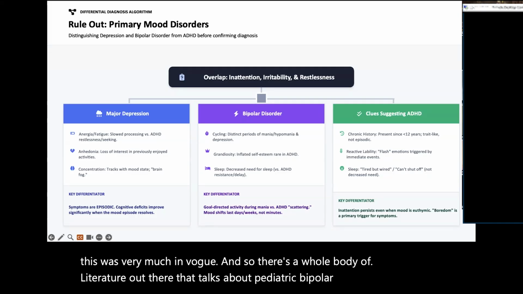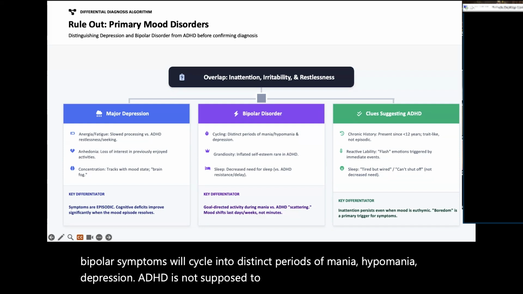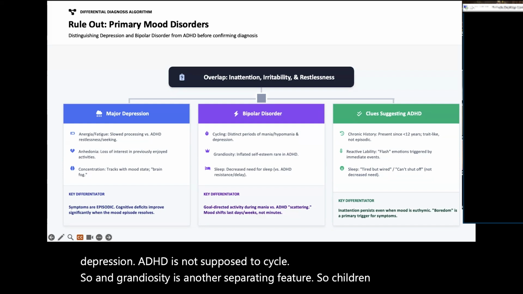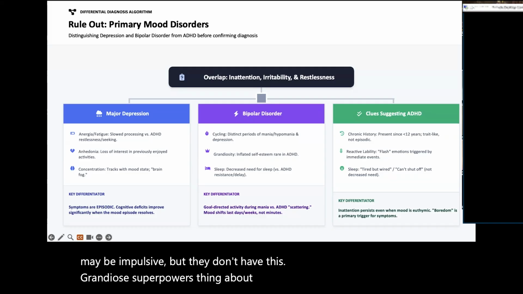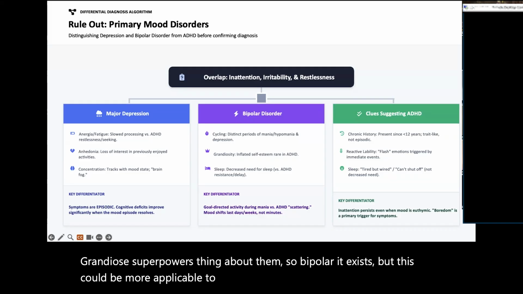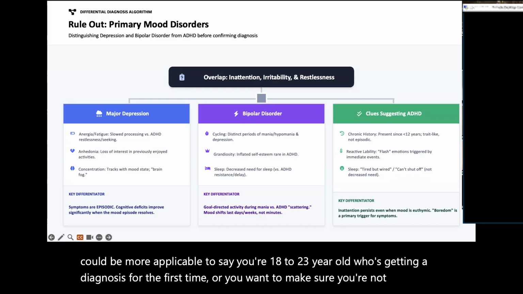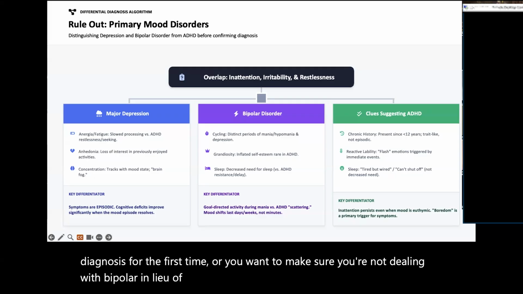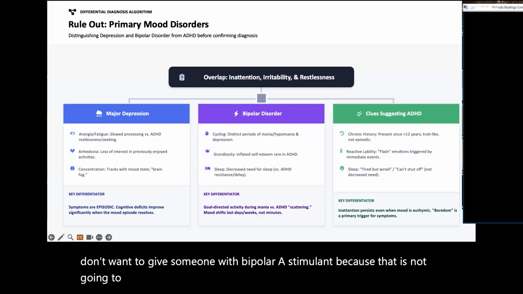Now, bipolar symptoms will cycle into distinct periods of mania, hypomania, depression. ADHD is not supposed to cycle. And grandiosity is another separating feature. So children with ADHD may be impulsive, but they don't have this grandiose superpowers thing about them. So bipolar, it exists, but this could be more applicable to, say, your 18 to 23-year-old who's getting a diagnosis for the first time, where you want to make sure you're not dealing with bipolar in lieu of ADHD. The reason you don't want to do this is you don't want to give someone with bipolar a stimulant because that is not going to be helpful and may indeed be harmful.